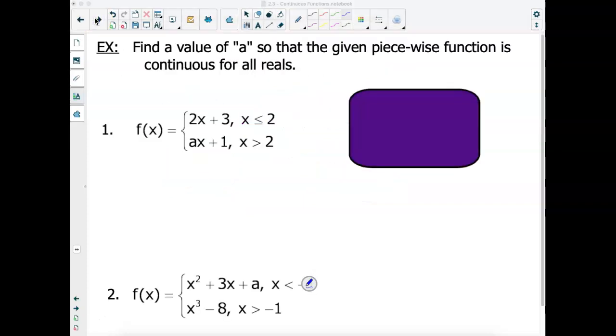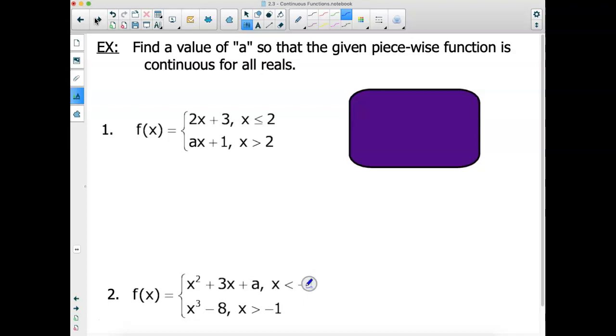Next problem, find a value of a so the given piecewise function is continuous for all reals. Okay, so we actually did this. This is similar to a problem we did a few note sheets before. We had to find an a value that made the limit exist, right? So we had to make sure the left limit equaled the right limit. Well, now we're doing a little bit more here. We're finding a value of a so that the given piecewise function is continuous for all real numbers, okay?